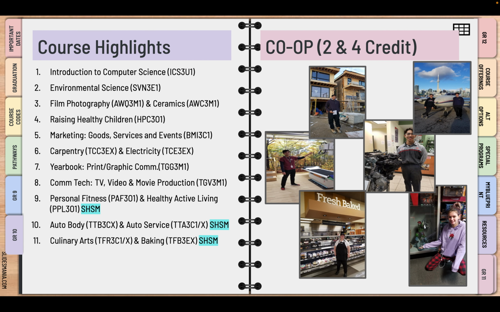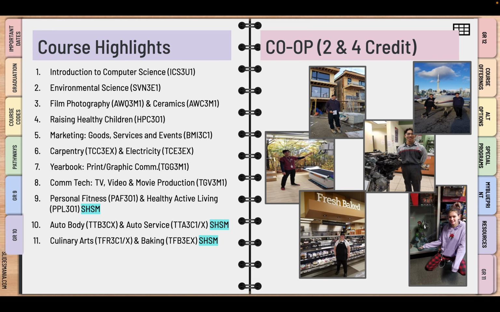These are some very popular electives that you can take in grade 11. These are not all of the electives we have available. We have some amazing courses. You're going to want to make sure you check out our course worksheet, as that has all the courses laid out. But some options could include computer science, film photography or ceramics, raising healthy, active children, marketing, carpentry, electricity, yearbook, comtech, fitness, auto body, culinary arts, baking, auto service, so many amazing courses.